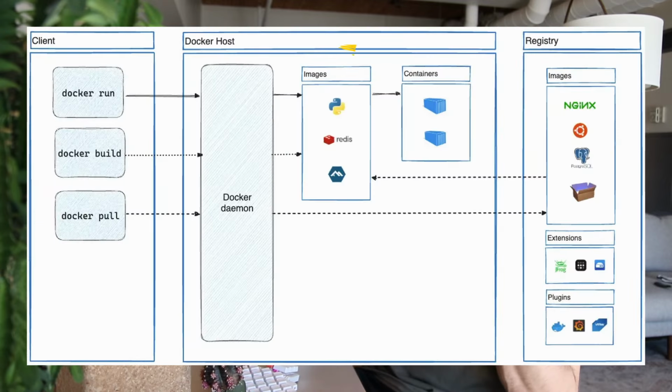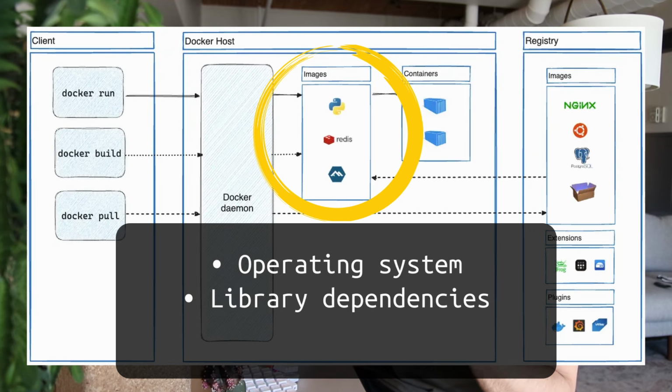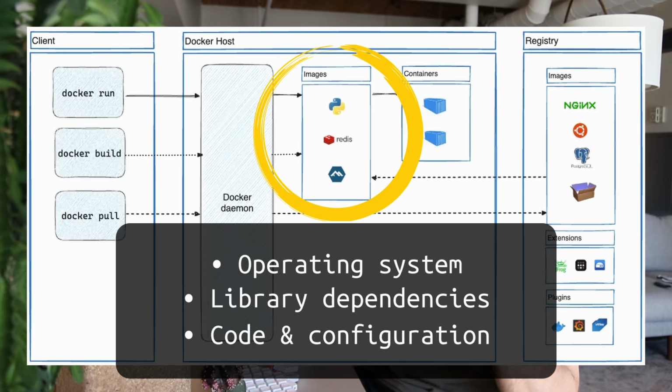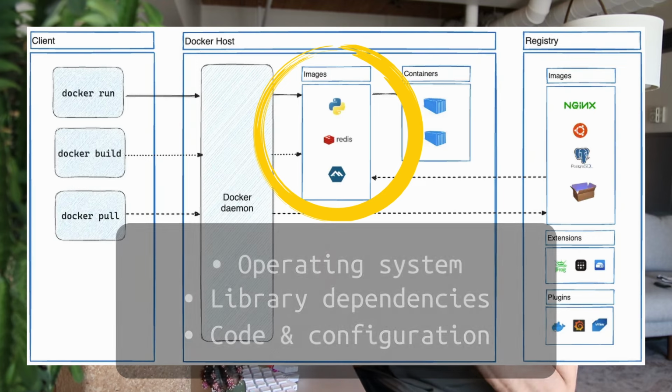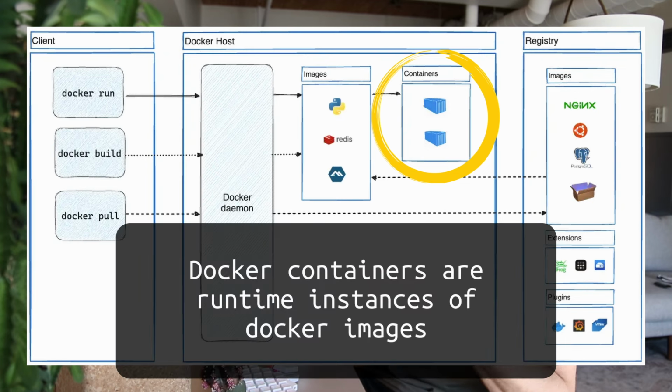Docker lets you create application images. These are the operating system, library dependencies, code, and configuration all wrapped up in a package. And when these packages are run, they're called containers. So containers are runtime instances of images in Docker language. And this is all done through the Docker engine.